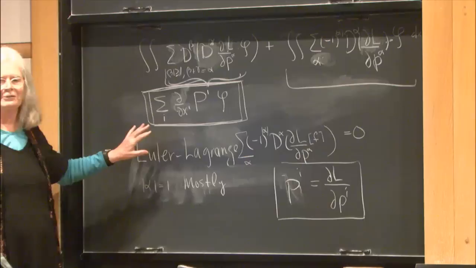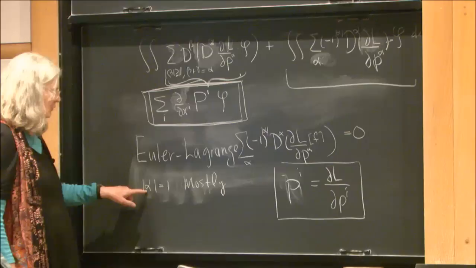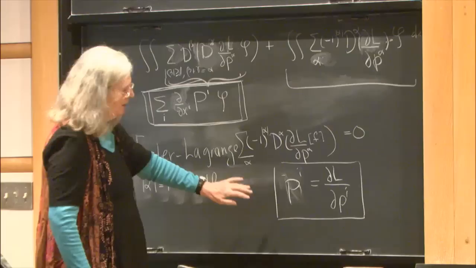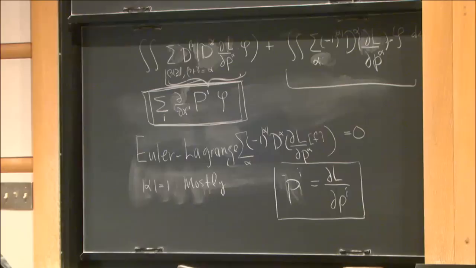Now, I'm going to show you an example where the size of alpha is 2, but usually the absolute value of alpha is 1. And the PIs, which are involved in this integration by parts term that we throw away to get the Euler-Lagrange equations, just have a form like this. So they're easily calculable in the case that we aren't using a lot of derivatives. But that's the worst part of the talk, all those derivatives and everything like that.